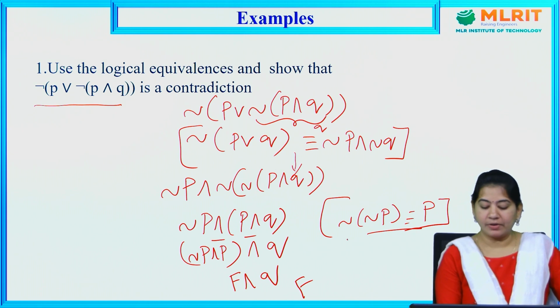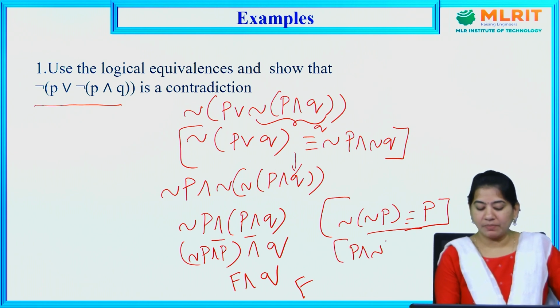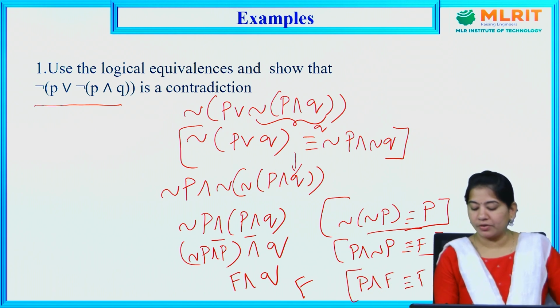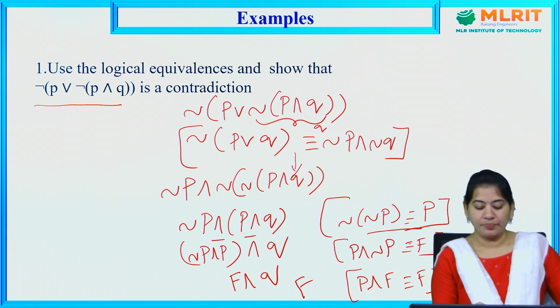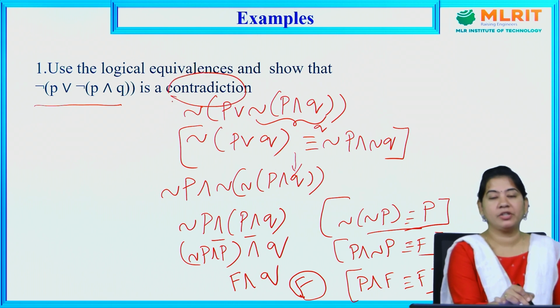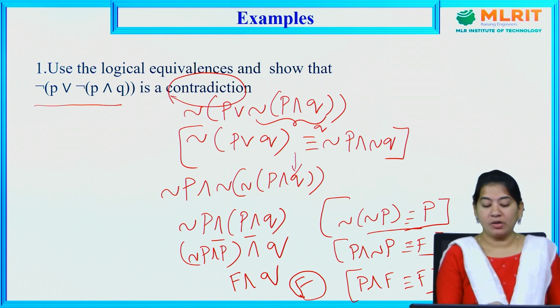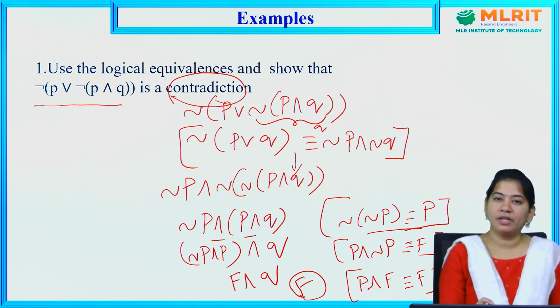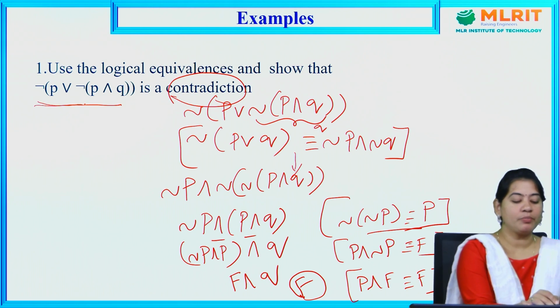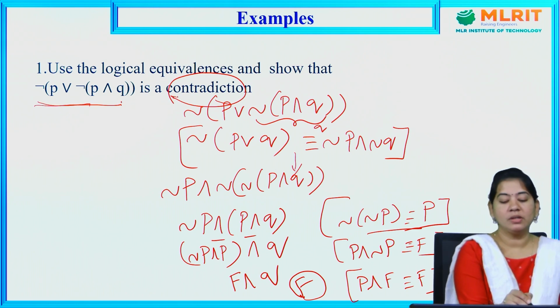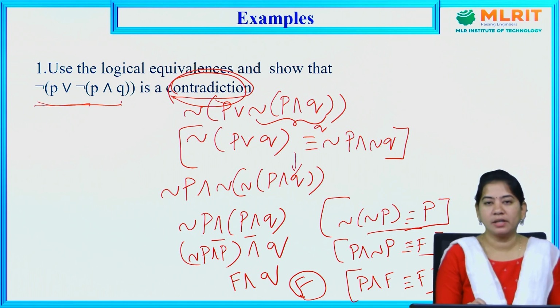So here we have applied P and negation P is equivalent to F, which is called here negation law. And here we have applied P and F is equivalent to F, which is called here domination law. And finally we got F. F statement or false statement is also called here a contradiction. So here, as we got a contradiction, we can say that negation of P or negation of (P and Q) is logically equivalent to this contradiction.